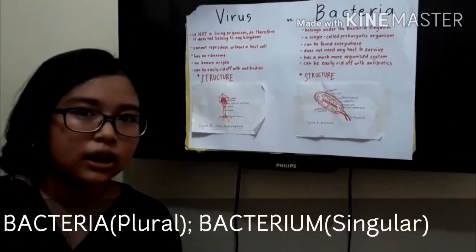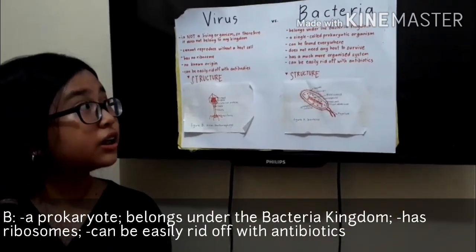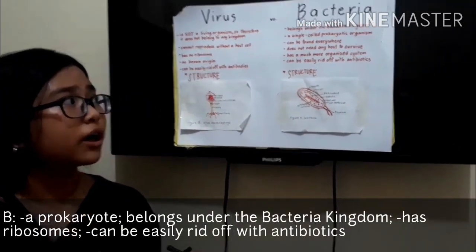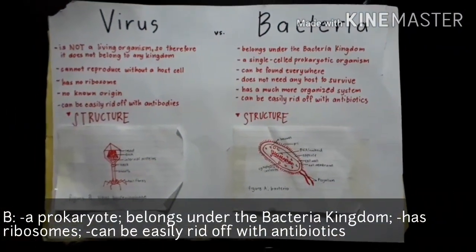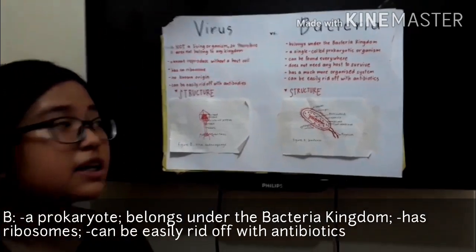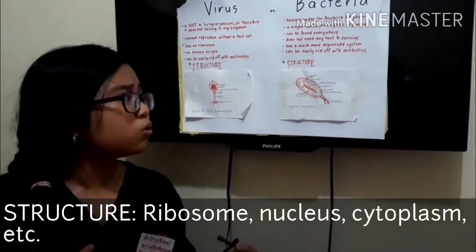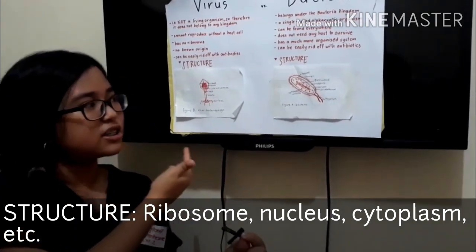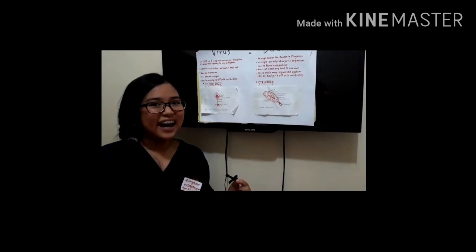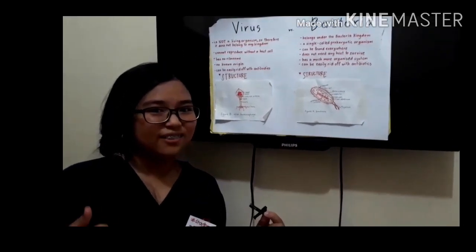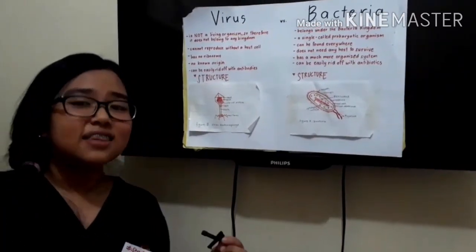Bacteria. Plural, bacteria, singular, bacterium, belongs under the bacteria kingdom. A single-celled prokaryotic organism can be found everywhere, does not need any host to survive, has a much more organized system, and can be easily rid of with antibiotics. Structure: nucleus, ribosomes, unlike the virus, and DNA, deoxyribonucleic acid. Ha! Sorry, I made you proud, Mom. See? DNA.